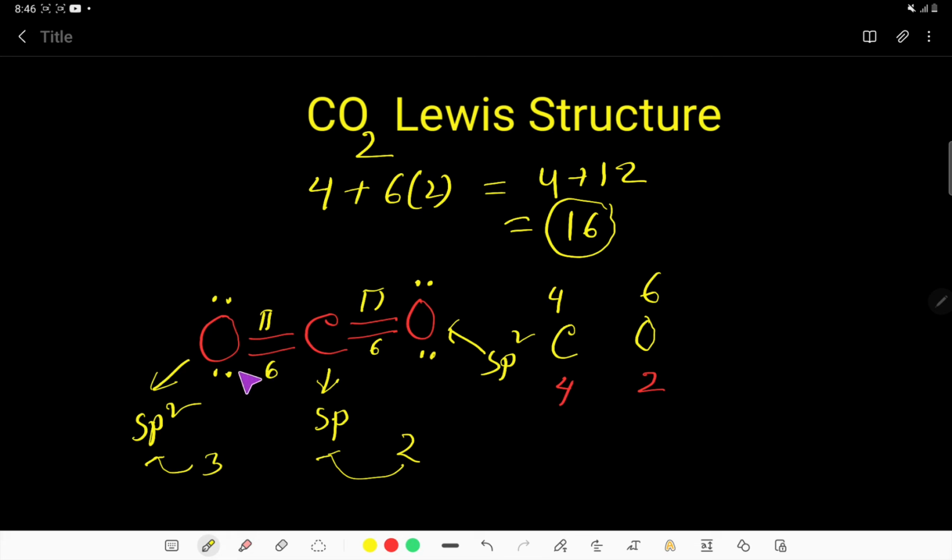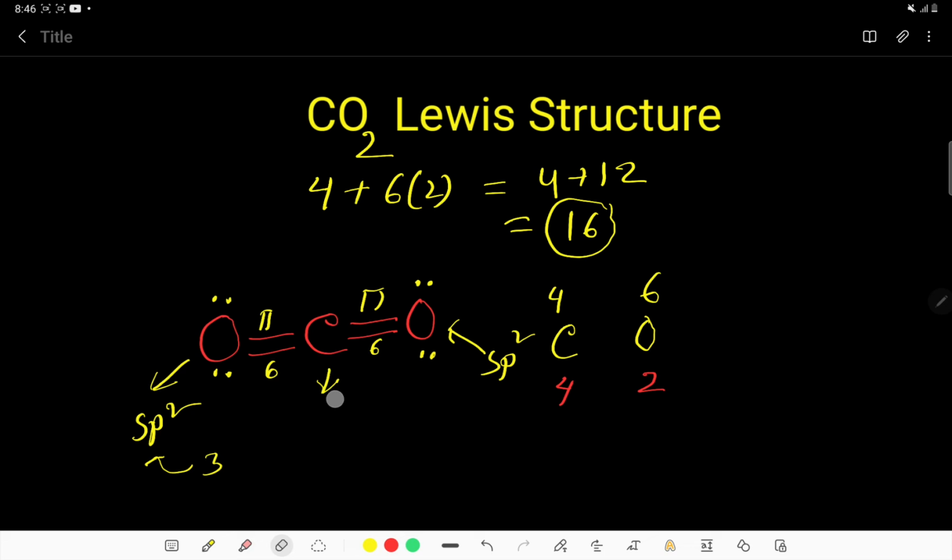Remember, a lone pair always goes in a p orbital. This lone pair will go in 1 p orbital, 1 p orbital, like this. So you will have sp2. This oxygen also has steric number 3. That is why its hybridization is sp2.